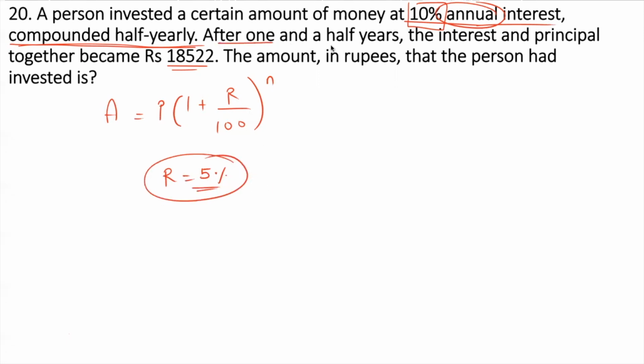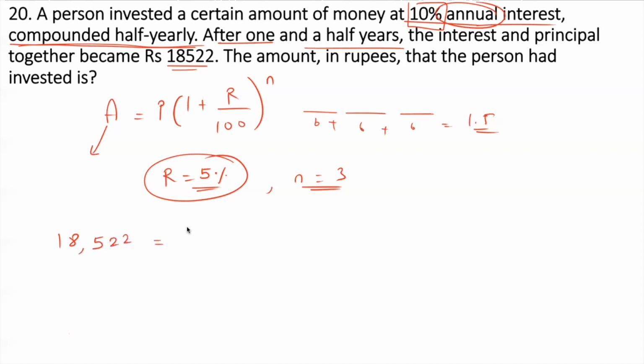Now, in 1.5 years, there will be exactly 3 cycles of 6 months, right? So basically here, n will be equal to 3. The half yearly compounding will take place 3 times in 1.5 years. First 6 months, next 6 months, and the last 6 months. 6 months, 6 months, and 6 months will give you a total of 18 months, that is 1.5 years. So I'm just plugging in all the values.